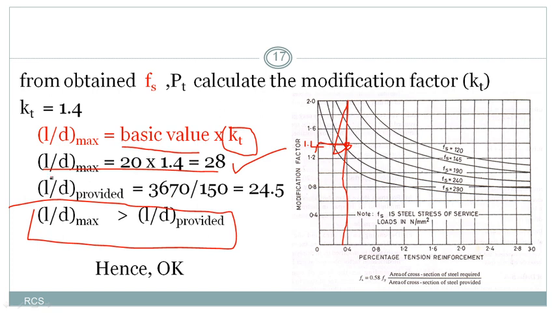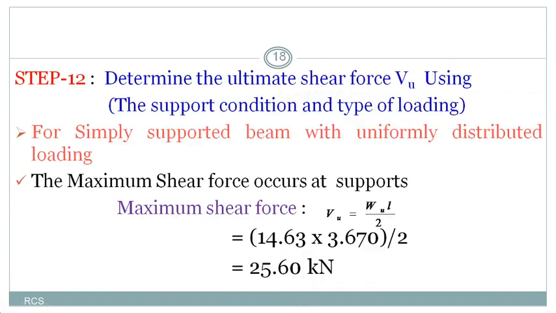Now you have to calculate L by D provided. L effective is 3670 and effective depth is 150. From that, the ratio is 24.5. So 28 is greater than 24.5. Finally, I can say our L by D maximum is greater than L by D provided. Hence it is safe against deflection.